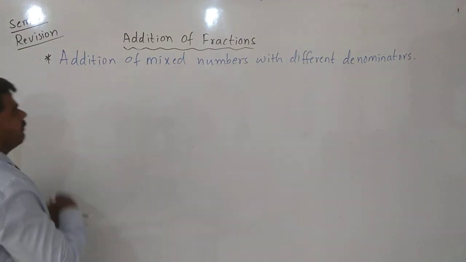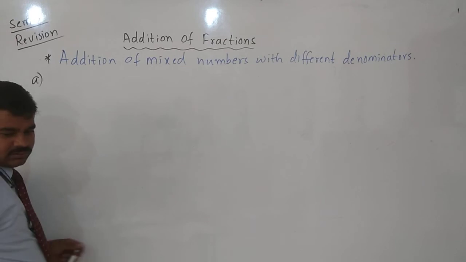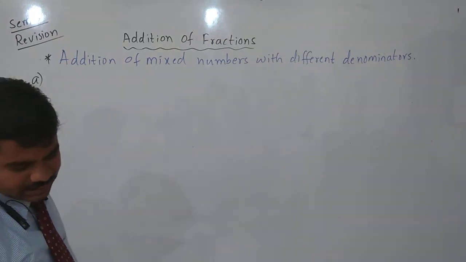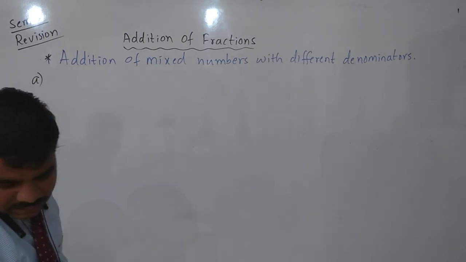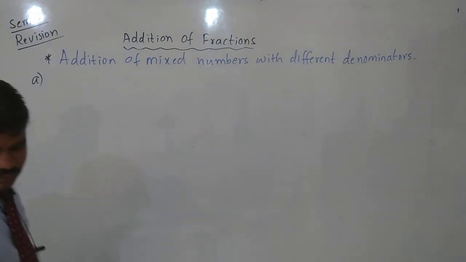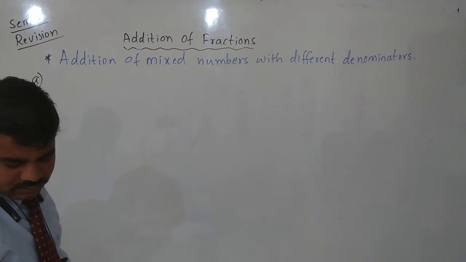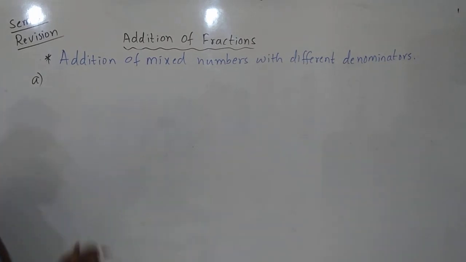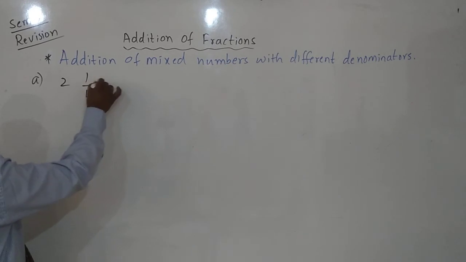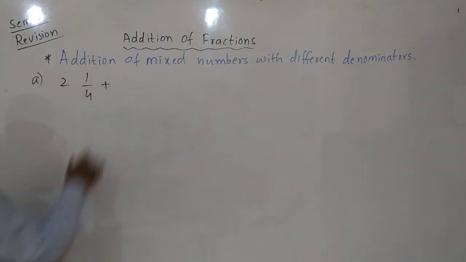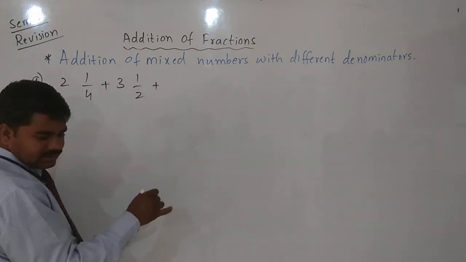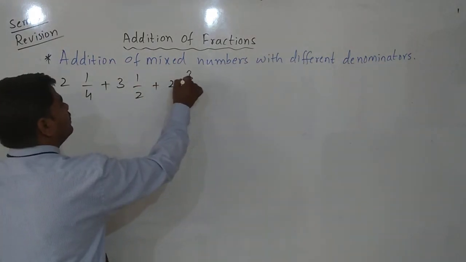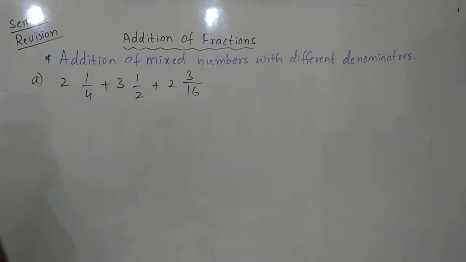Here, example A, with different denominators, we will take mixed numbers. Two integer 1 by 4 plus 3 integer 1 by 2 plus 2 integer 3 by 16. All denominators are different.